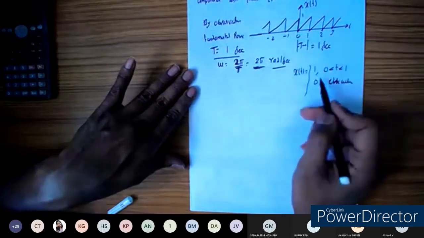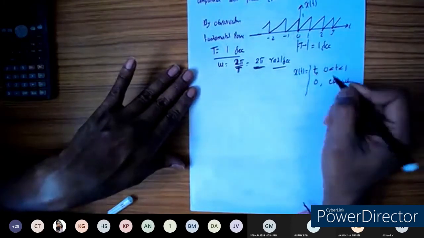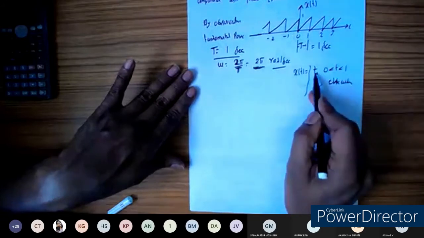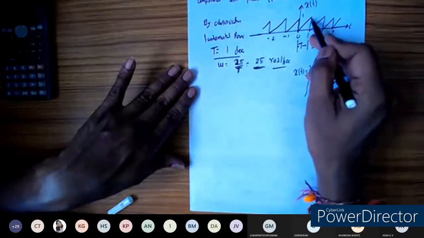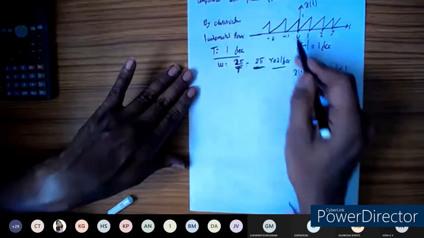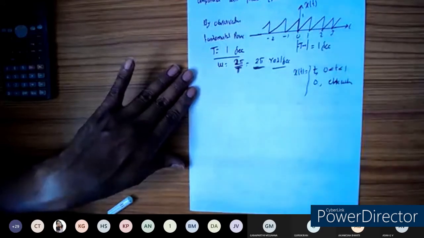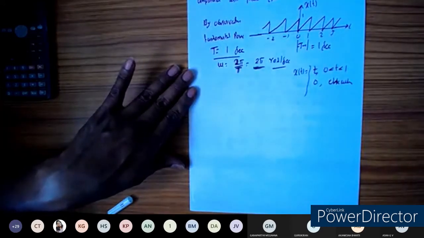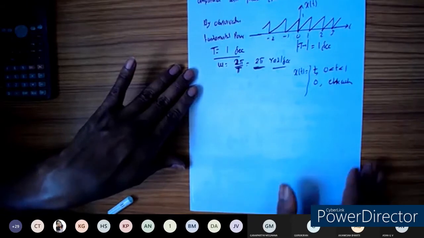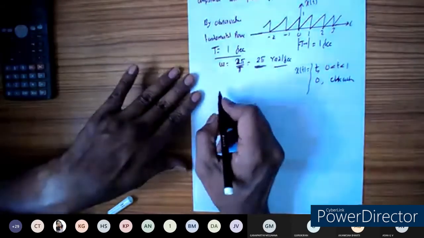When I substitute t equal to 0, this is not 1, it is t here, so it is 0. When I substitute t equal to 1, it becomes 1. So for one cycle, I'm going to take this triangular waveform. Let us substitute in the expression for the Fourier series coefficient.